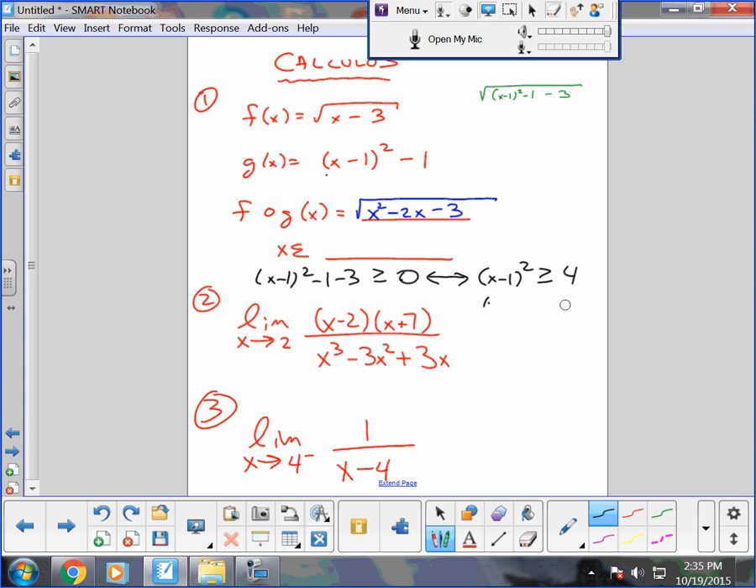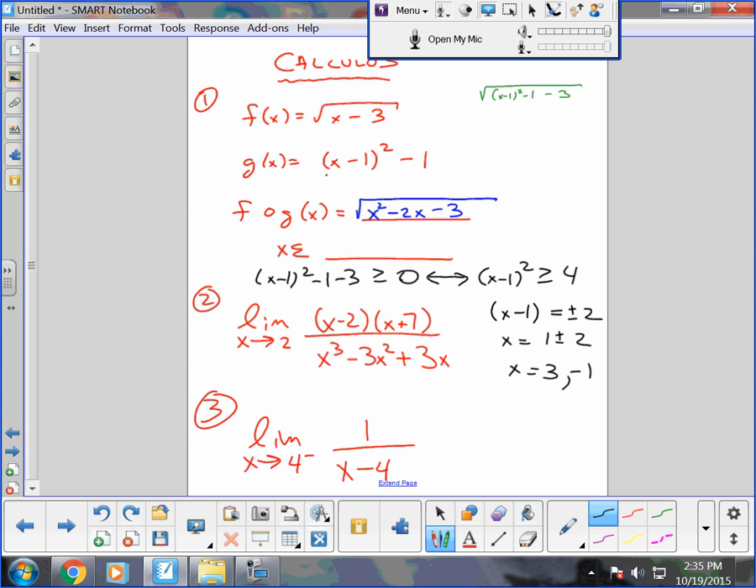I'd rather find the zeros and think about it. Often when I take square roots here, I just do this. I go x minus 1 is equal to plus or minus 2. Add 1 to both sides. So I find that the zeros are 3 and negative 1.